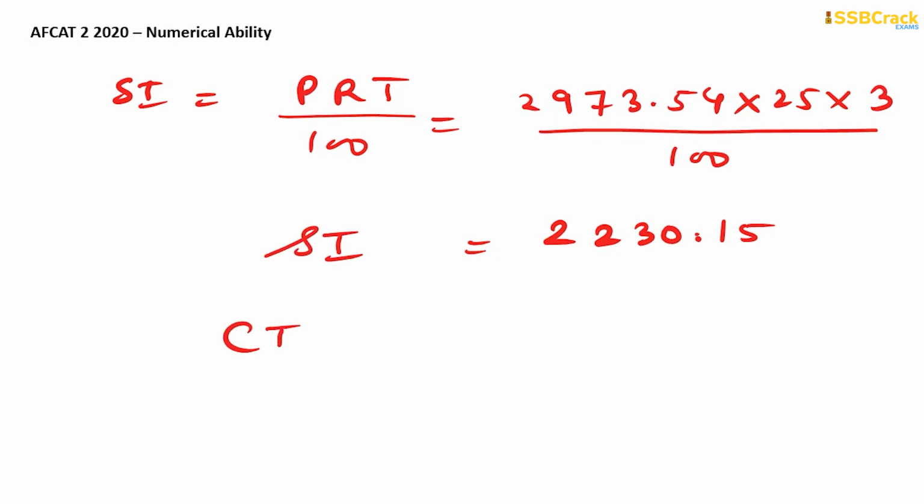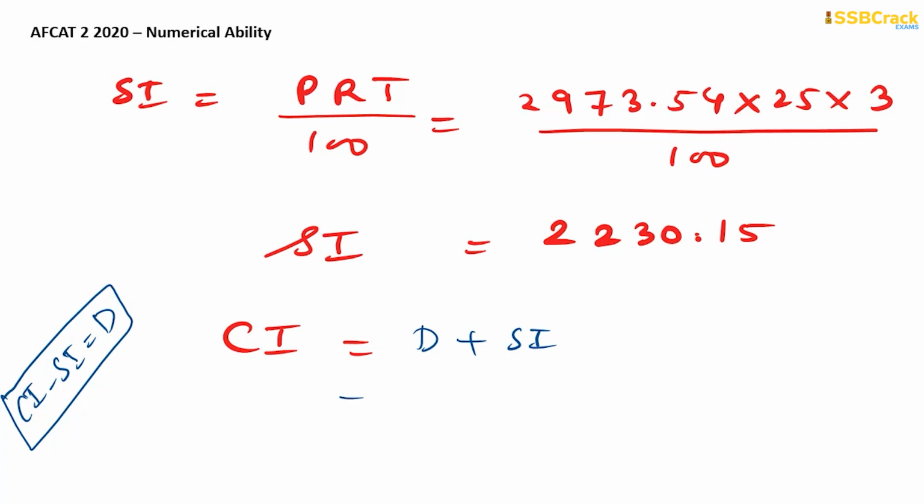And to find the CI, you can take the help of the difference, right? CI is always greater, right? Because the compound interest will be greater than the simple interest. So CI minus SI will always be the difference, because D is the difference amount. It's an amount, it can't be a negative quantity, right? So CI will be what then? It will be difference plus SI. And difference is known to us, 604 rupees. This should be added with 2230.15 to have the final nearest answer to CI, right?